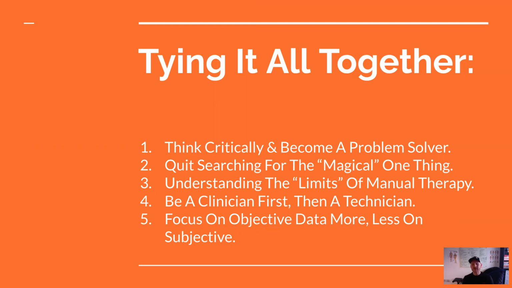Number three, understanding the limits of manual therapy. If you have someone with a lot of structural issues that beats their body up all the time, that's going to be a problem. If they're a metabolic nightmare, that's going to be a problem. If they're crazy and they won't take any breaks from the activity that's actually causing them a lot of problems and a lot of issues, avoid those things.